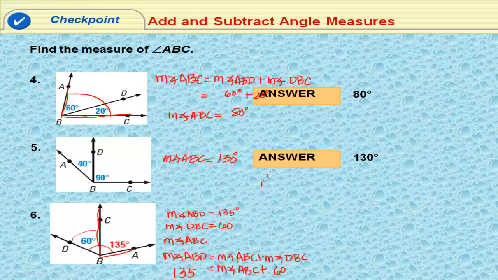135 is equal to the measure of angle ABC plus 60. So to isolate the measure of angle ABC, I am going to subtract 60 from each side. So this will cancel out. On this side, 135 minus 60 is 75, equals the measure of angle ABC. So that's the answer to this one by using the angle addition postulate. There it is, 75 degrees.